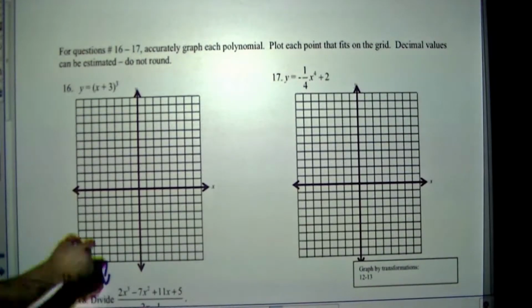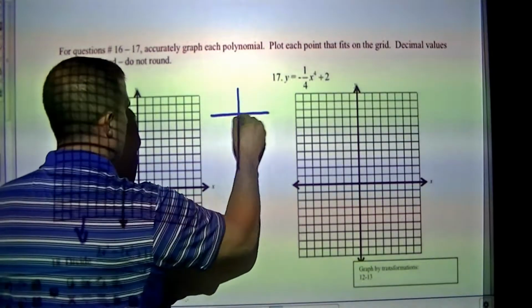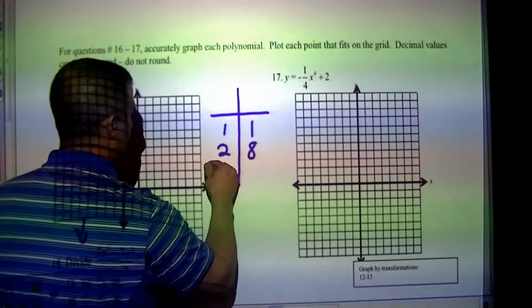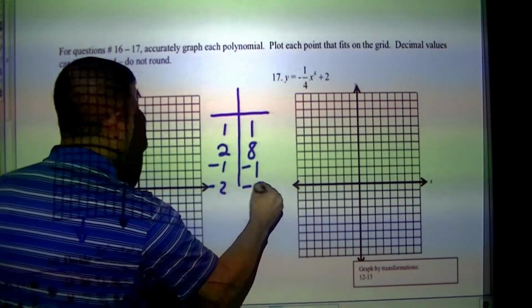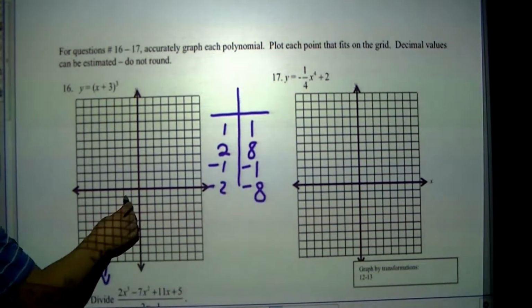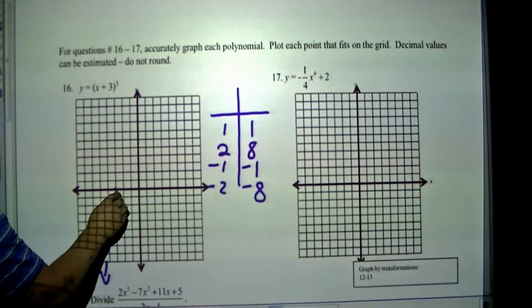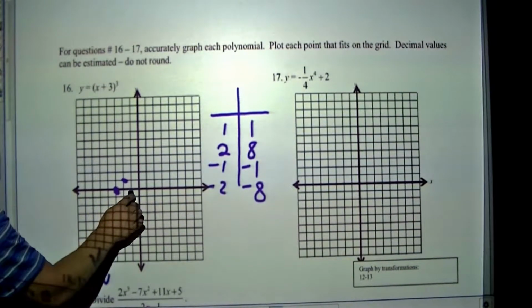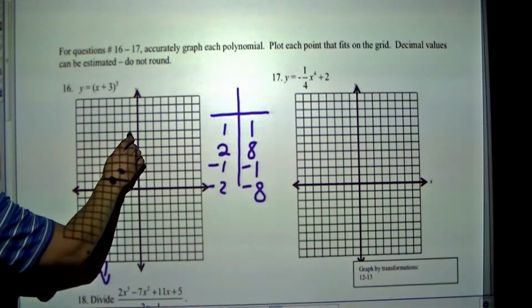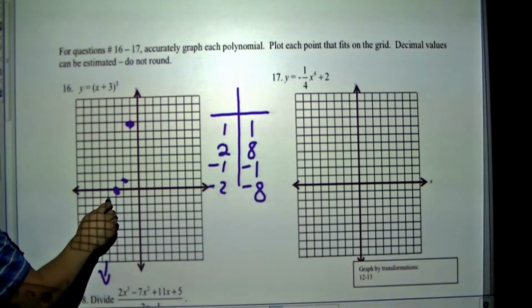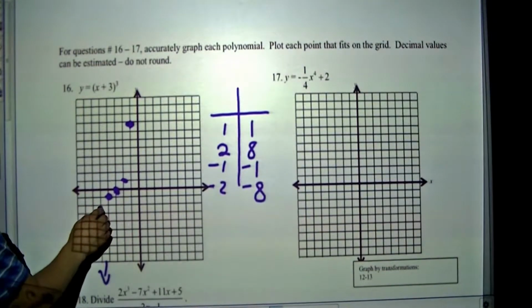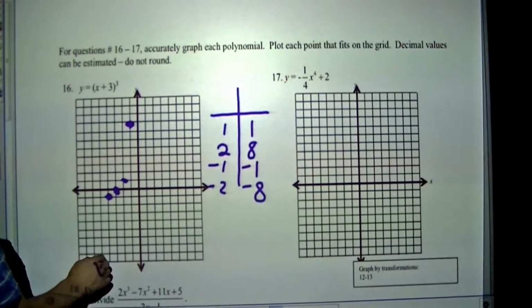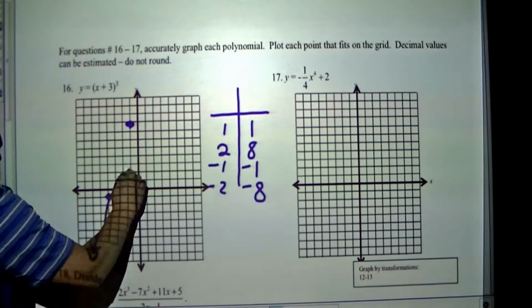Moving on. Once again, same old cubic numbers, 1, 1, 2, 8, negative 1, negative 1, negative 2, negative 8. I'm starting at negative 3, 1, 2, 3, 0. And so I'm going right 1, up 1, right 2, up 1, 2, 3, 4, 5, 6, 7, 8. Left 1, down 1, left 2, down 1, 2, 3, 4, 5, 6, 7, and 8. Okay, so here's my graph.